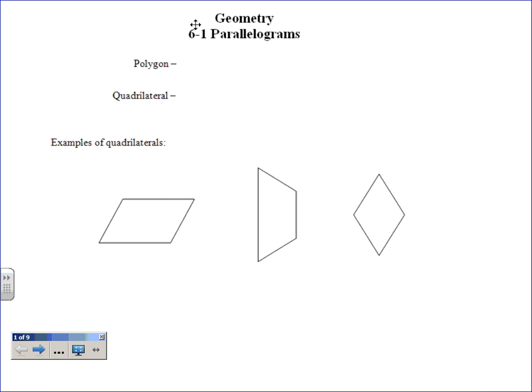As I said, you already have the notes on there, but you might still want to write something. A polygon is a closed figure with 3 or more sides. And we should probably even add in there that the sides or the parts of it should be segments. You don't want to have arcs and things like that in there.